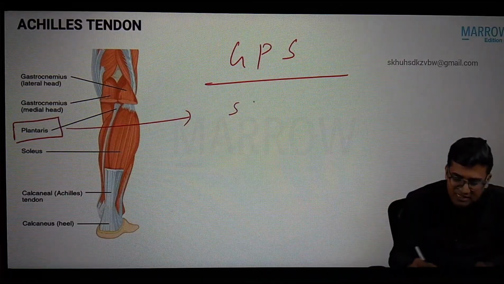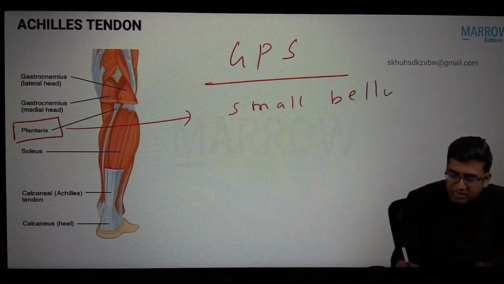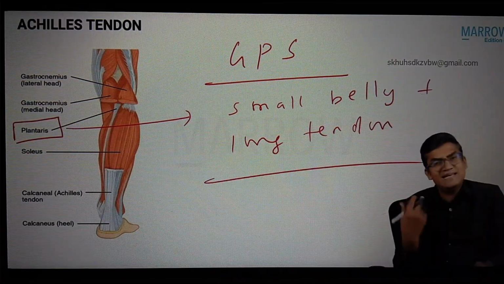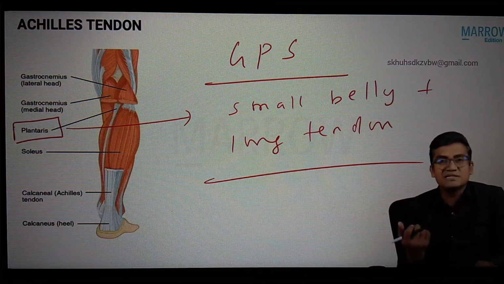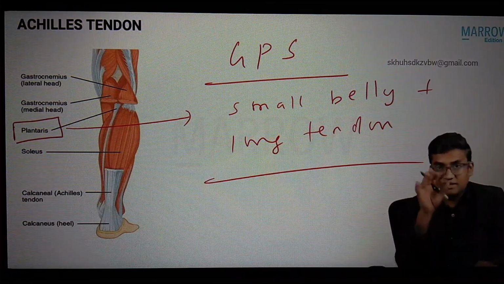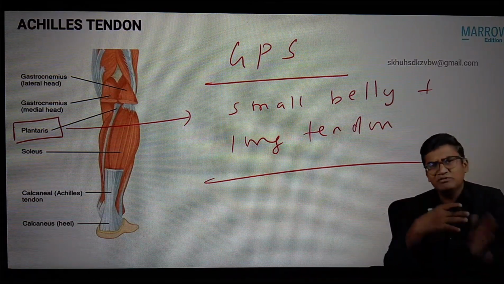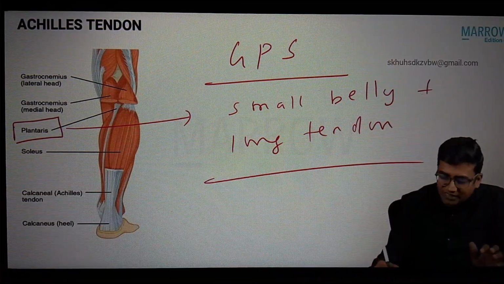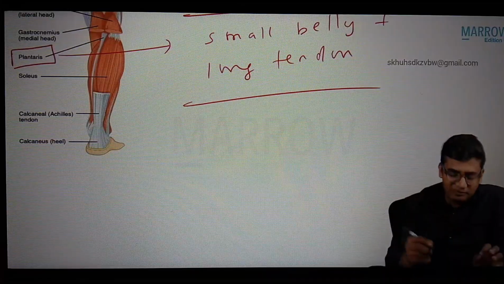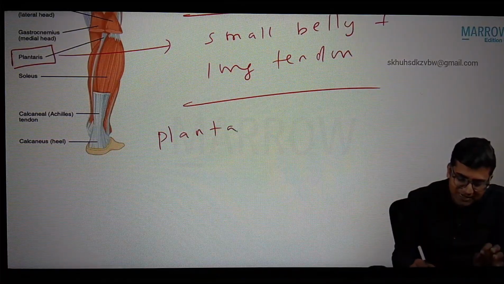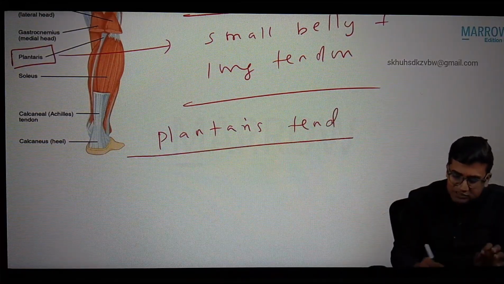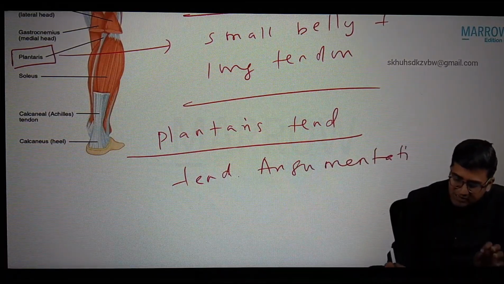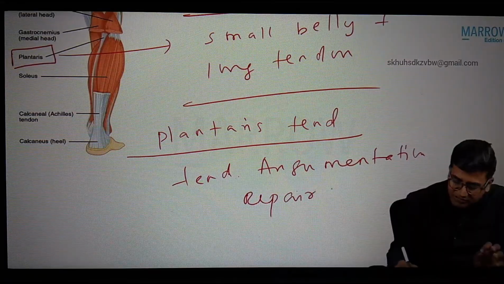So, plantaris muscle has a very small belly plus a long tendon. So, it is not useful to do any action. That is why I am saying plantaris muscle is a vestigial muscle. But this plantaris tendon, I told you, we have a very long tendon. This long tendon of plantaris is useful for tendon augmentation and tendon repair procedures.